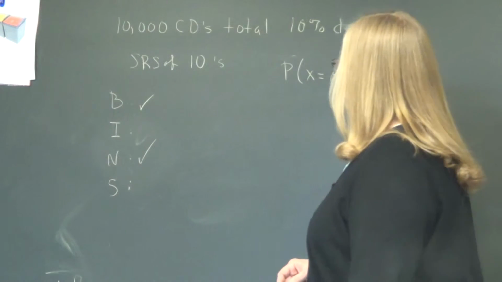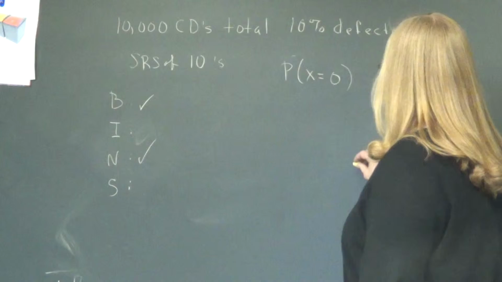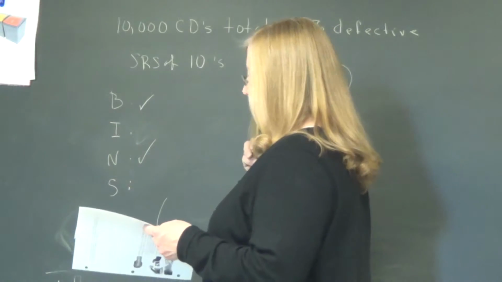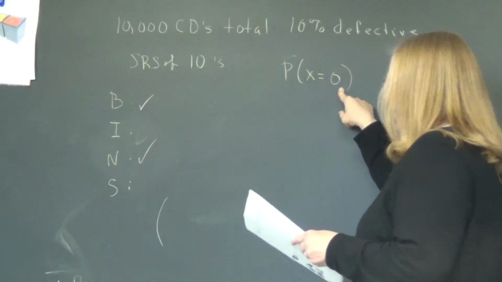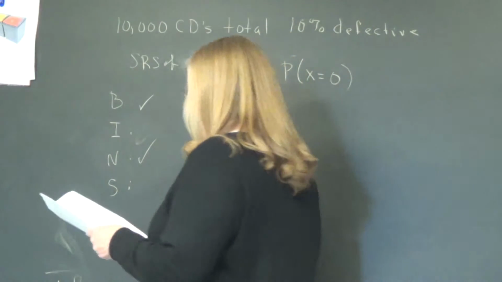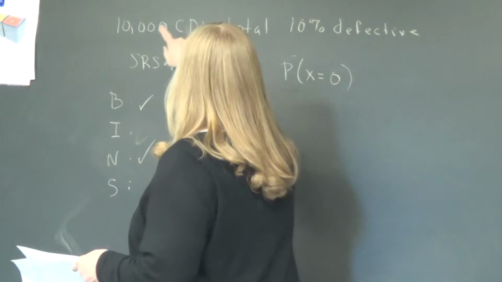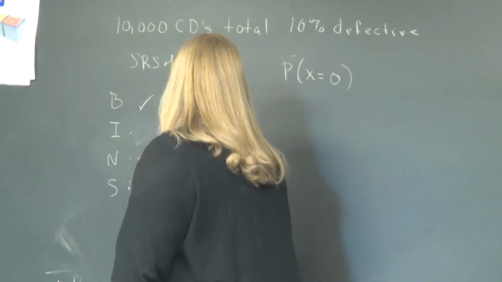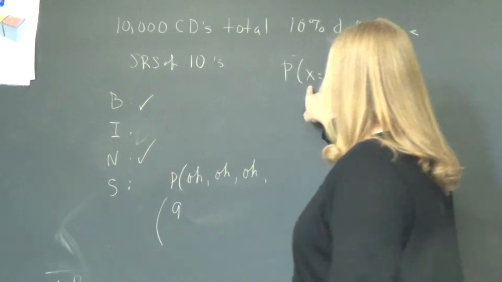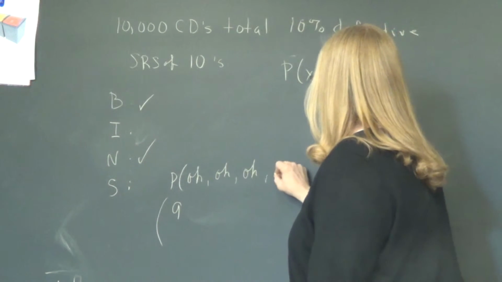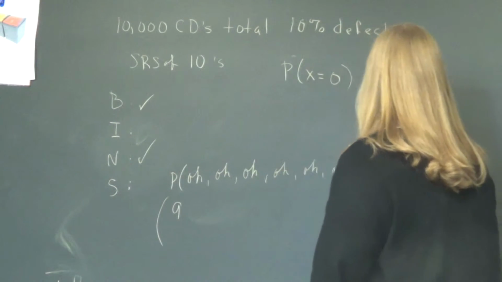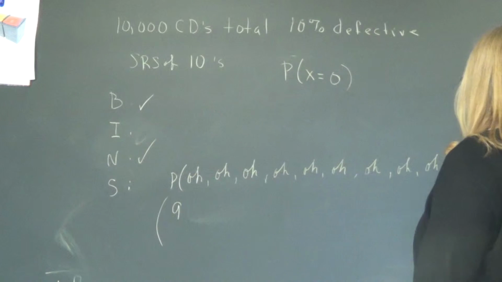Right. So if we do the actual probabilities, the probability of getting a defective on the first draw, what's 10% of 10,000? 1,000. So let's say the probability of getting 10 that are okay, that's the probability of no defects. So we have okay 10 times: 1, 2, 3, 4, 5, 6, 7, 8, 9, 10 okays.